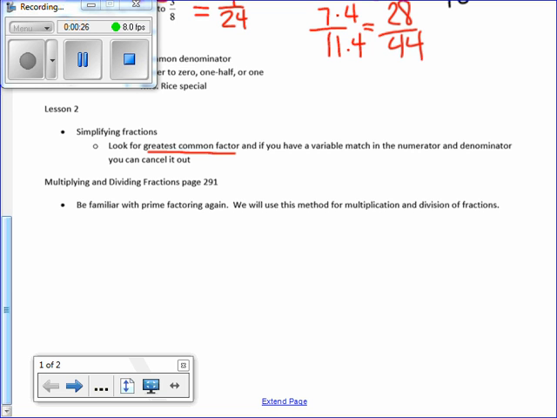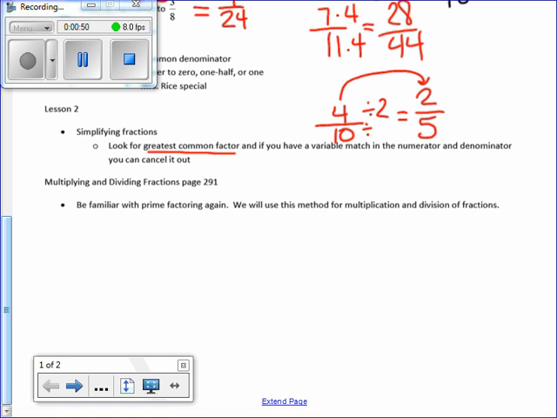Okay, so earlier I had the fraction 4/10. Is there a number that I can divide 4 and 10 by? Well, they're both even, so I can divide them by 2. 4 divided by 2 equals 2, and 10 divided by 2 equals 5. Therefore, 4/10 simplifies to 2/5.